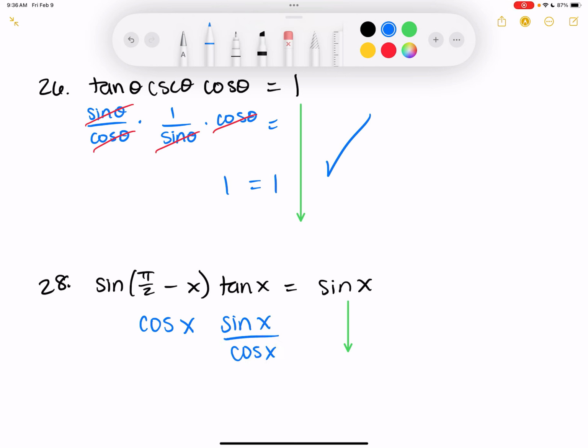And like I said yesterday, if you swap them to thetas because you prefer thetas, or if you swap them all to x's, that's fine as long as you're consistent throughout the problem. Don't jump back and forth between the two things. So cosines cancel. So sine x equals sine x. And it's verified.